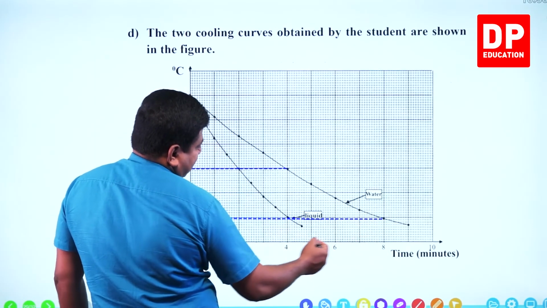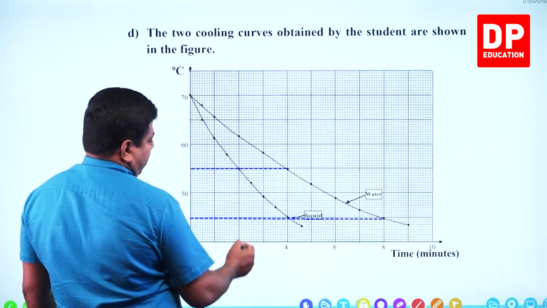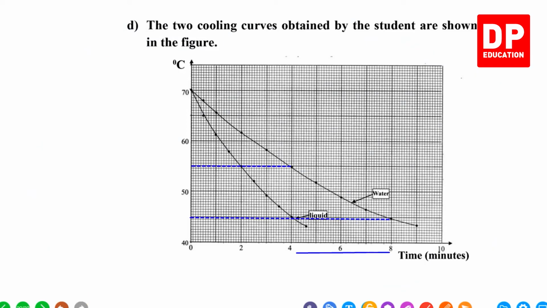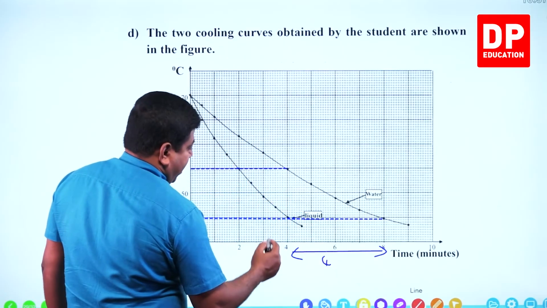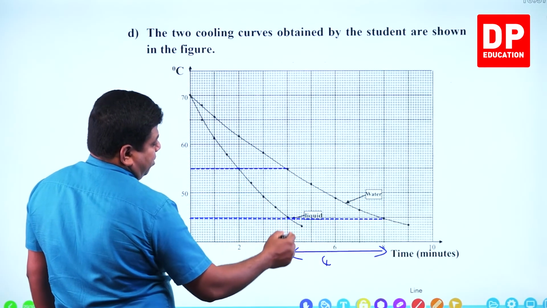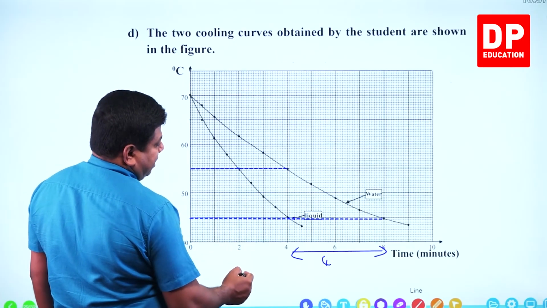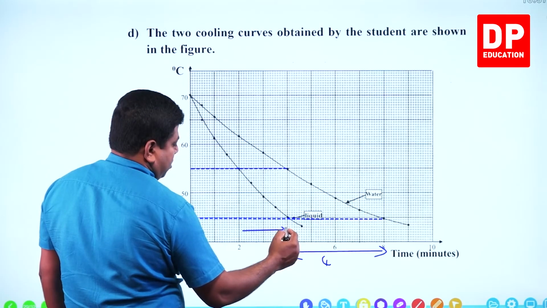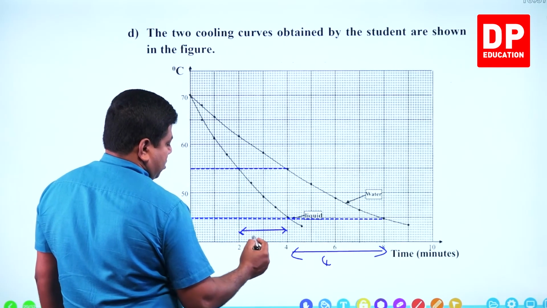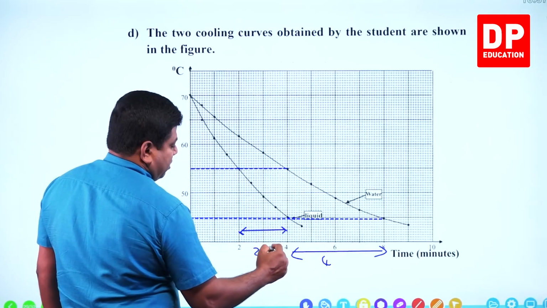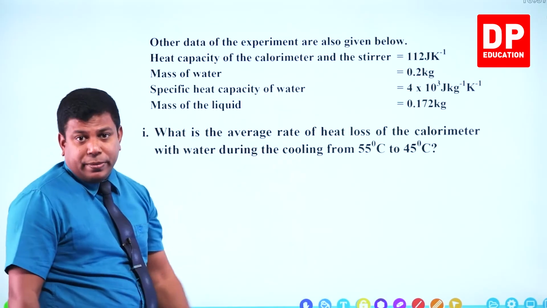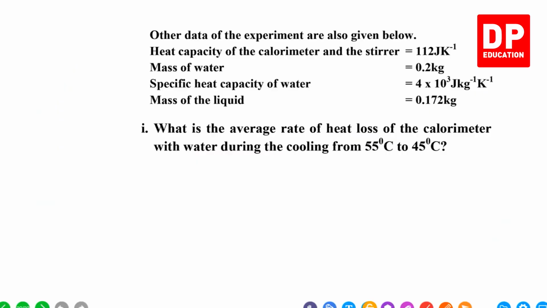That's like 2 minutes, isn't it? The other one takes 1 minute. No, two gaps means this is 4 minutes. Water has taken 4 minutes. And the other liquid has taken, you can see here, 55 to 45, that is 2 minutes. So 4 minutes and 2 minutes. First they are asking about water, I think. Water, yes. So let's write it.